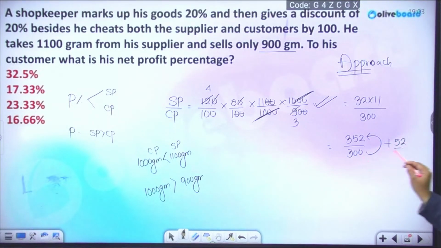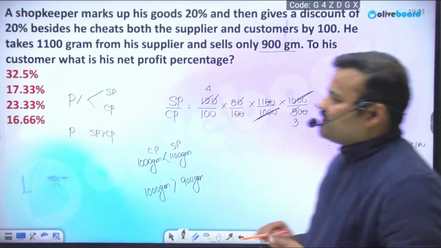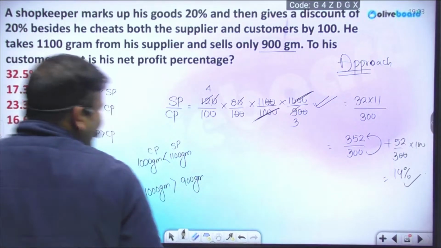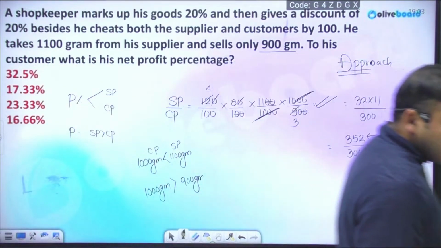The cost price is 300 times of 100. So 14% is the profit percent which I am getting. Oh my god.